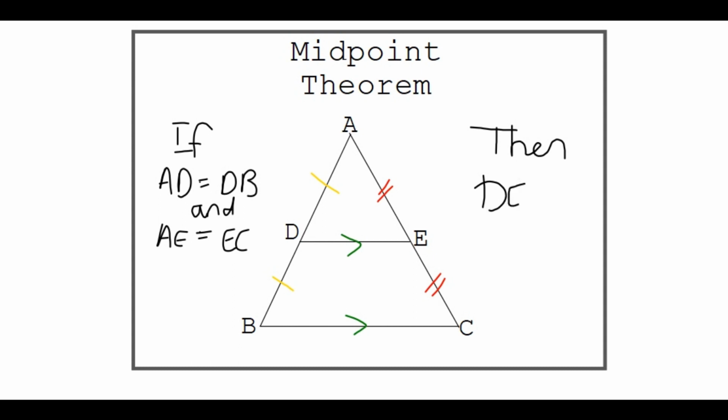So DE is parallel to BC. And if you look at DE, it's going to be half the length of BC. So DE is half the length of BC. Okay, that's the midpoint theorem. I have these two requirements, and then there are also two consequences.